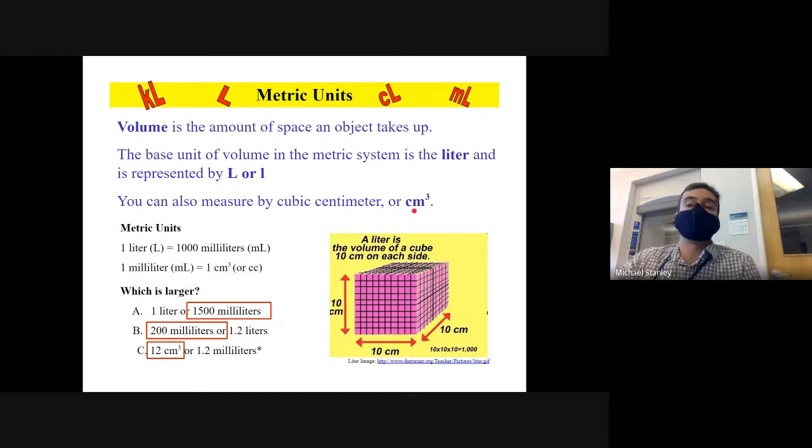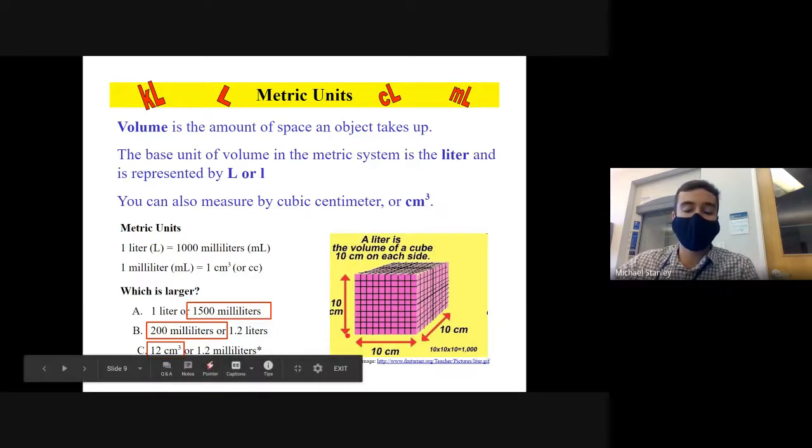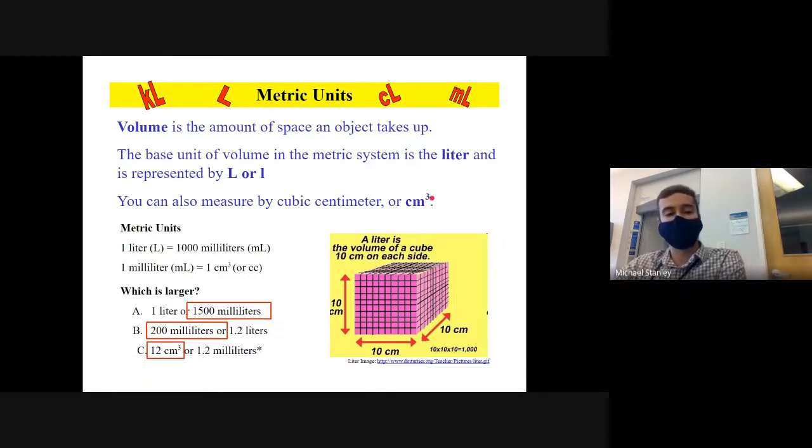I wanted to point that out because sometimes you'll see that on the homework or other types of questions. We'll have the little cm3. That's just another way of measuring volume. It's essentially, you have centimeters for your height, centimeters for your width, and centimeters for your length. So centimeter by centimeter by centimeter gives you cubic centimeters.